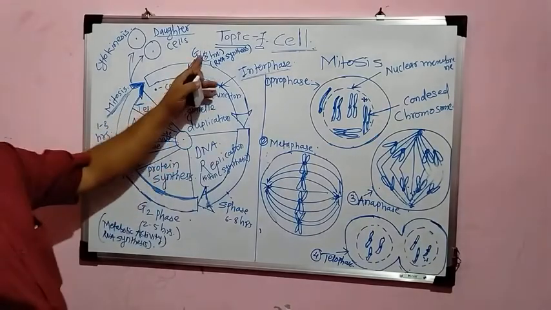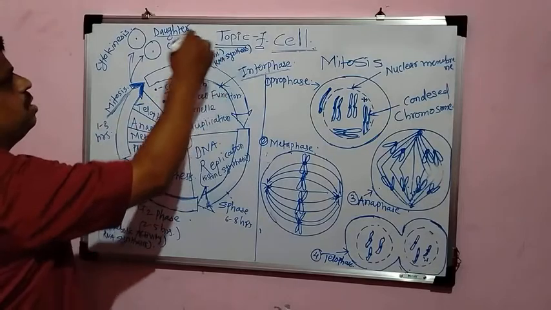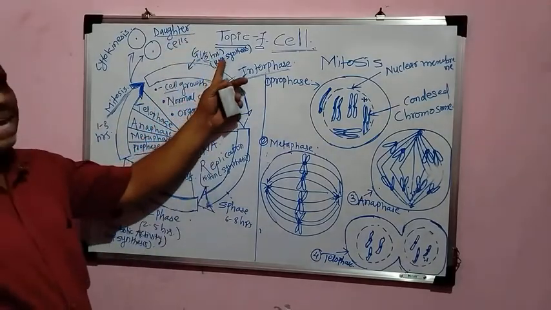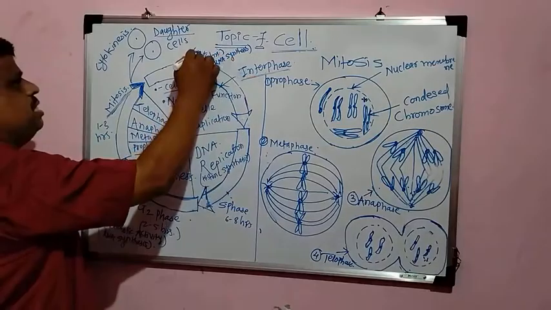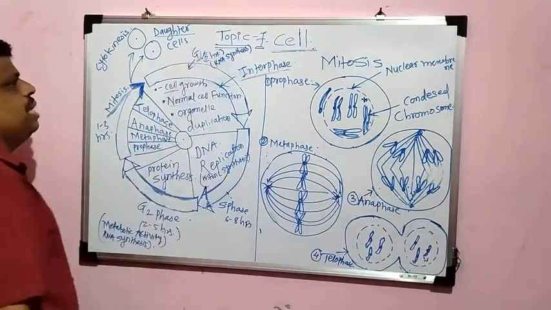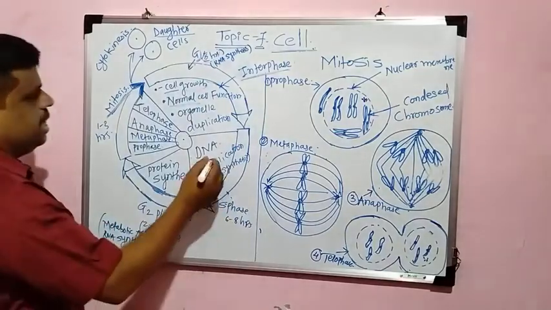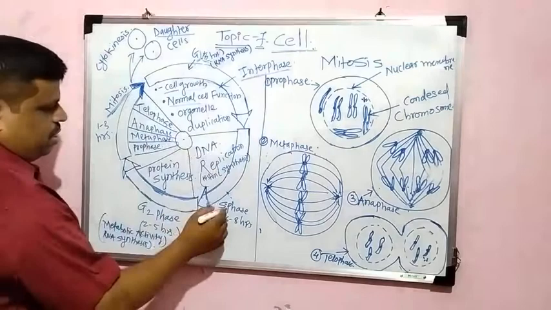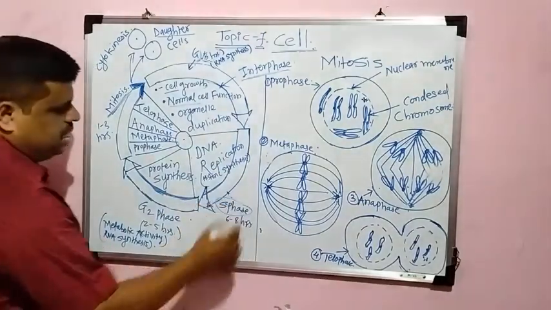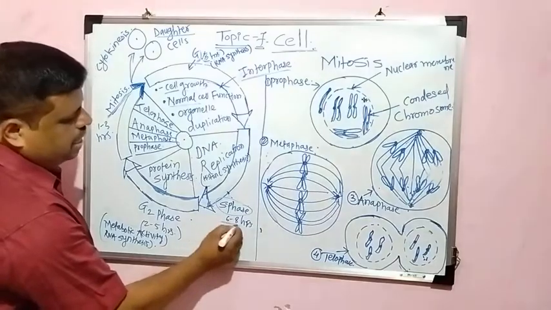This is the first one and this takes probably 8 hours. This shows also RNA synthesis. That's why this G1 phase is called the first growth phase of the cell cycle. Now just move towards the next and the most important part, that is the second phase of the interphase, that is the S phase. This takes probably 6 to 8 hours.